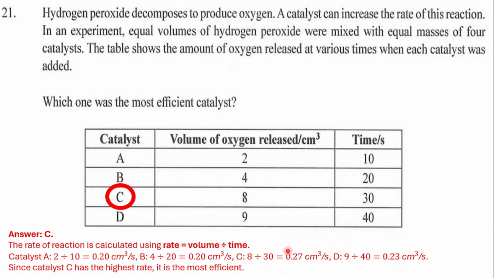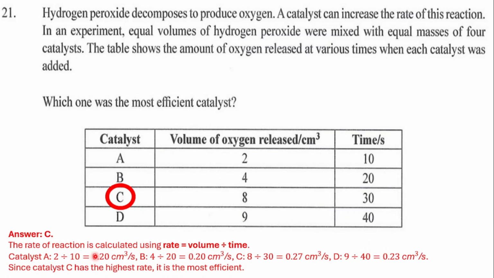So the fastest rate that we have is 0.27 centimeter cube per second, whereas this one is 0.23 centimeter cube per second. The highest one is 0.27 centimeter cube per second, and it's faster than A, it's faster than B, and it's faster than D.